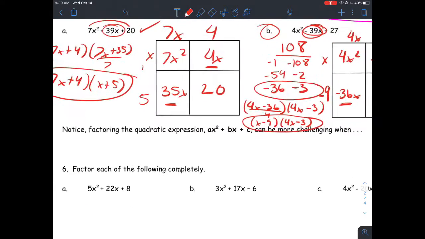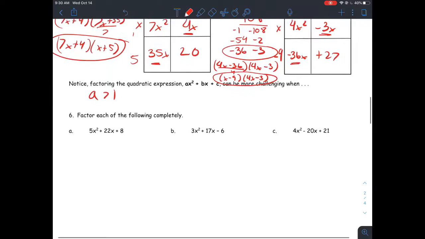All right. So notice factoring the quadratic expression will be more challenging when you have a greater than 1, right? When your a does not equal 1, things become more challenging. All right.